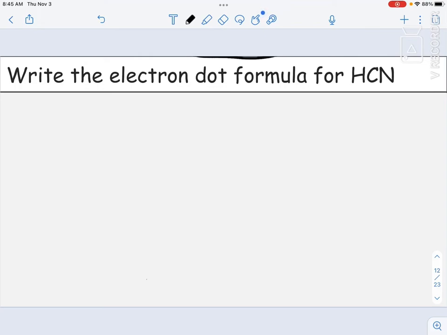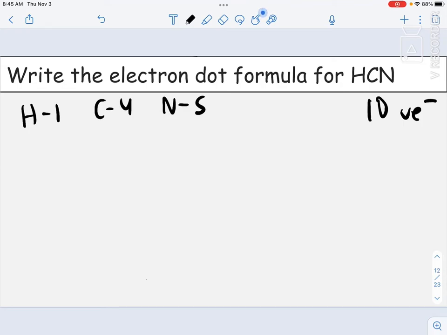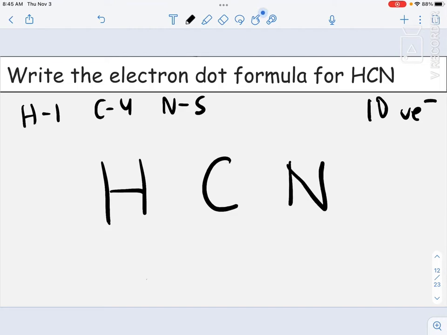Next, we're gonna do the electron dot formula for HCN, otherwise known as hydrogen cyanide. So what are the total number of valence electrons? Hydrogen has 1 valence electron, carbon has 4, and nitrogen has 5 for a total of 10 valence electrons, okay? Carbon always goes in the center, so we're gonna go ahead and label it as such, HCN. We can just leave it like we saw it, okay? Go ahead and bond them.